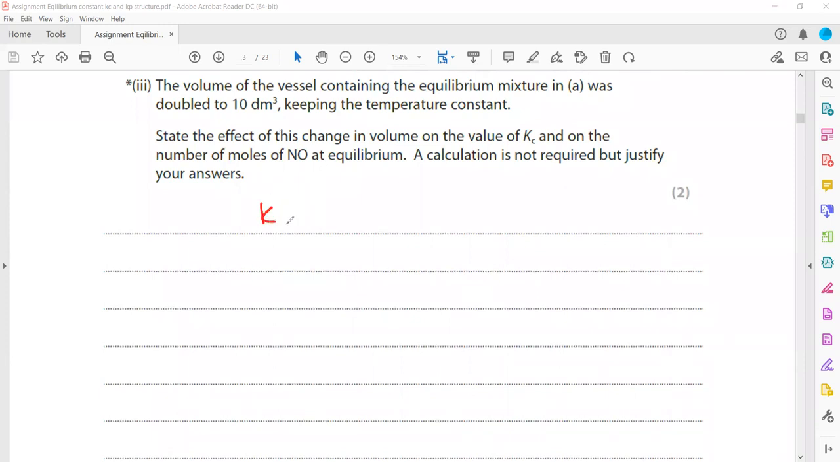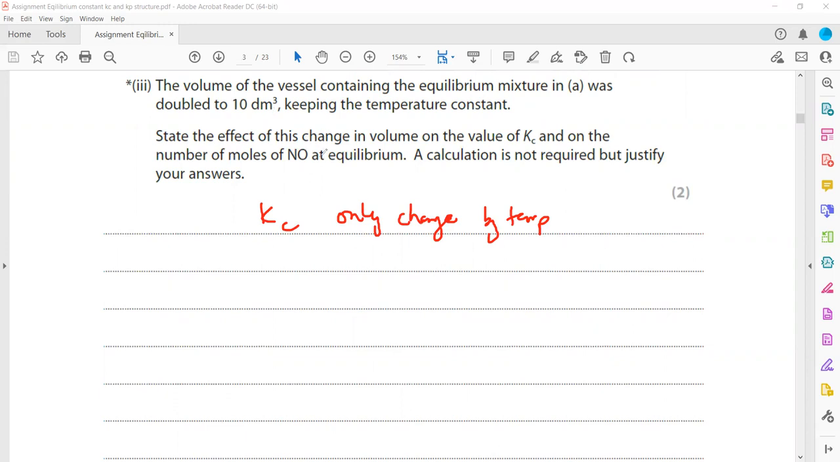For an endothermic reaction, increase in temperature. So Kc only changes by temperature. So for endothermic, increase in temperature increases the value for Kc or Kp. Exothermic, increase in temperature decreases the value for Kc.